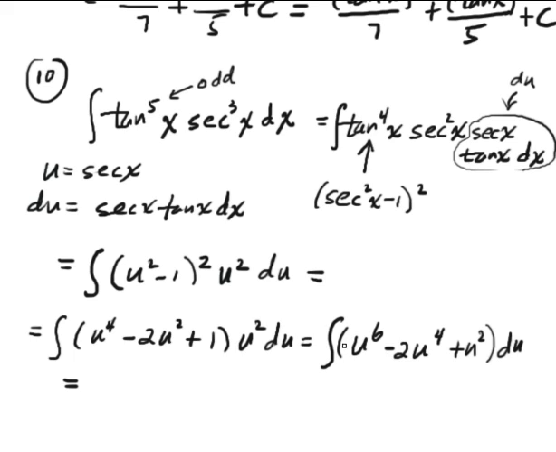Okay, now we're ready to integrate this. And we have the power rule, u to the 7th over 7 minus 2u to the 5th over 5 plus u cubed over 3. And then just substitute u is equal to secant x.